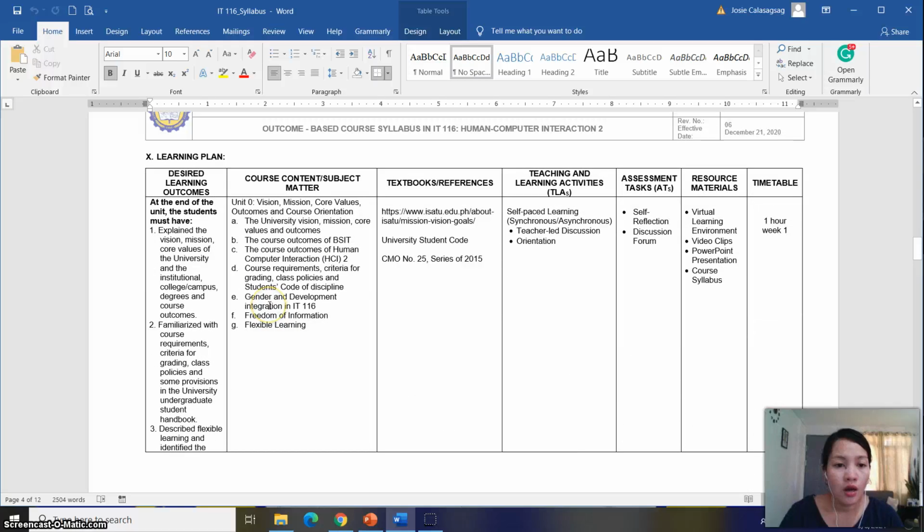So here, as I've said, for Unit 0, we have the vision, mission, core values, outcomes, and course orientation. So just read this only, class. And I know every semester you are being taught about this. Then here, class, for our class orientation in our virtual learning environment, I just have the self-reflection there.